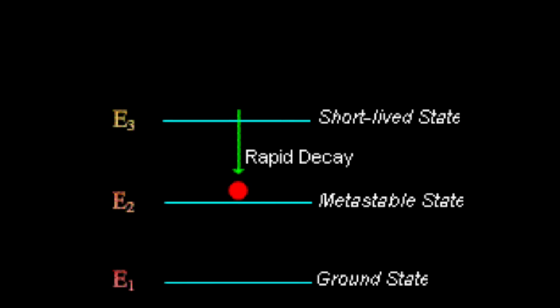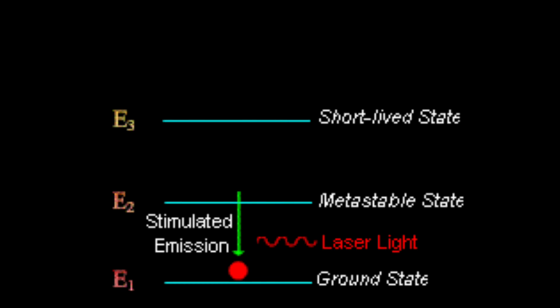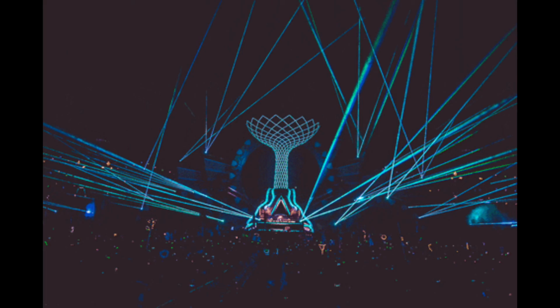Laser beams are highly monochromatic. That means it has only a single wavelength, or we can say it has a single color.